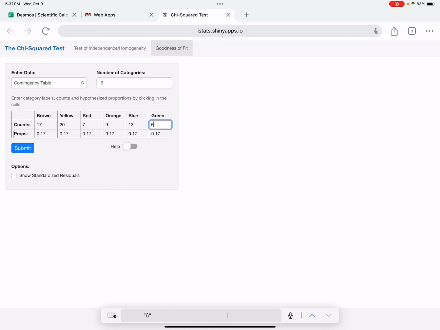For props, right? That props is their abbreviation for proportion. This is where we're going to put our null hypothesis, basically. Okay, so the null hypothesis was that there were going to be 13% brown candies, 14% yellow, 13% red, 20% orange, 24% blue, and 16% green. So once you have all of those things in there, then you can click this little blue button that says submit.